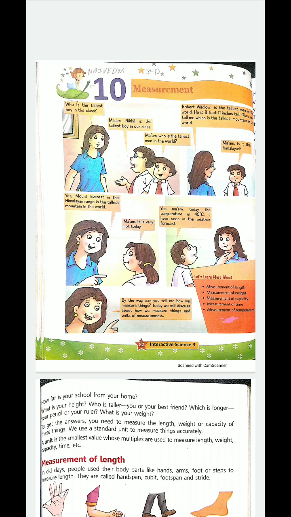Okay, so how far is your school from home? Can you tell? What is your height? Who is taller? You or your best friend? Which is longer, your pencil or your ruler? What is your weight? Now, to answer all these questions, you need to measure the length, weight, or capacity of these things, like your height, distance from home to school, and all these things. We use a standard unit to measure things accurately. A unit is the smallest value whose multiples are used to measure length, weight, capacity, time, etc.